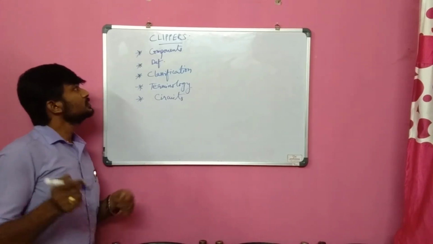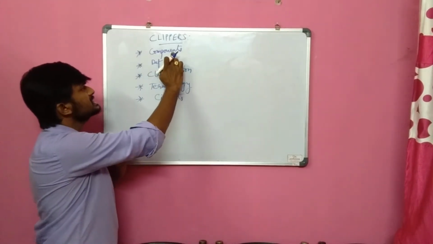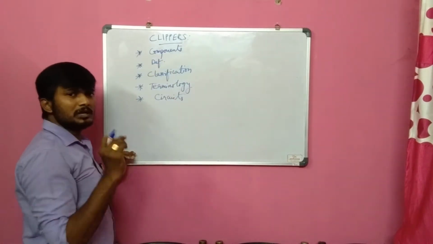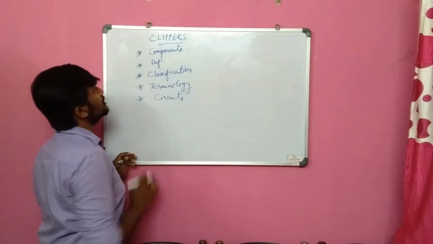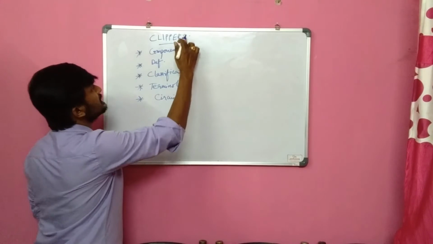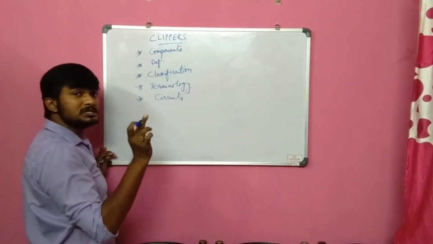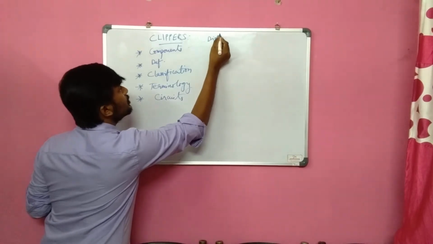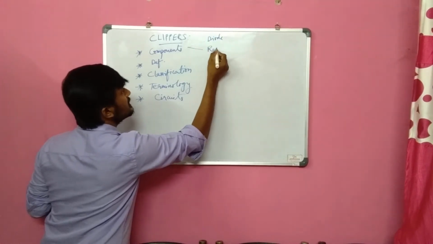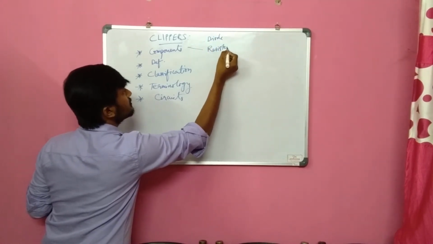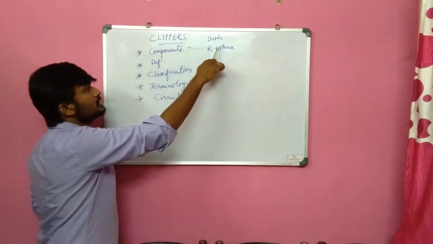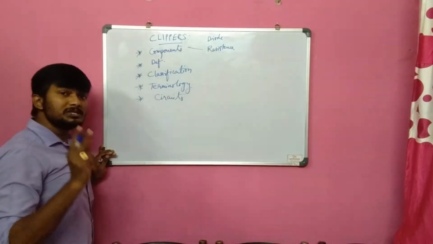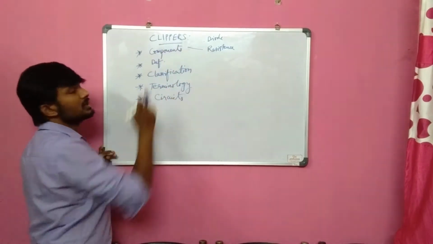Coming to the first point, components. Let's discuss one by one in detail. In clippers, there are only 2 components present. One is diode and another is resistance. These are the 2 basic components that are present in clippers.